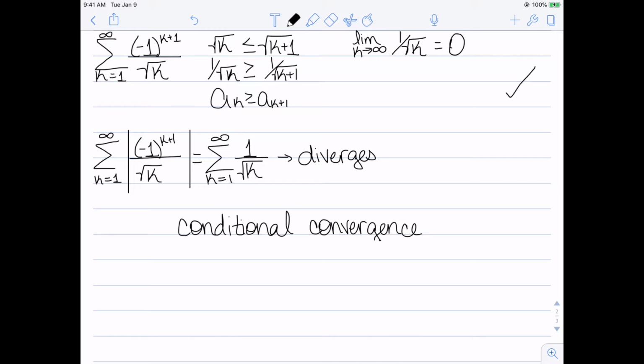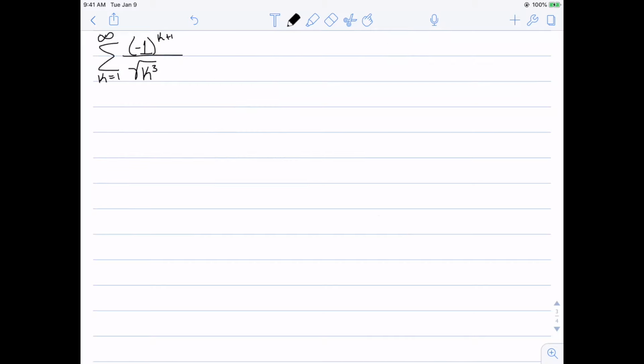So I have that the original series converges while the series of the absolute values diverges. Therefore, this is conditional convergence. This series does converge conditionally. The next one we'll look at is the sum from k equal to 1 to infinity of (-1)^(k+1) over the square root of k cubed.